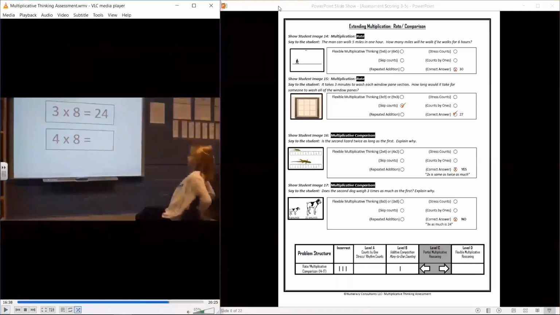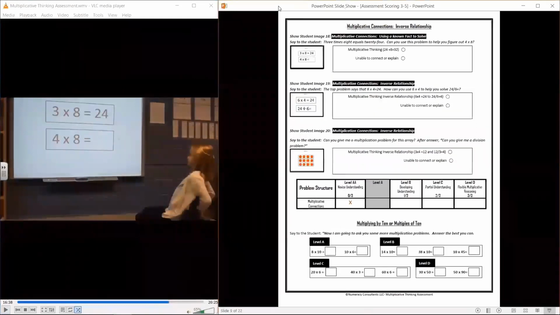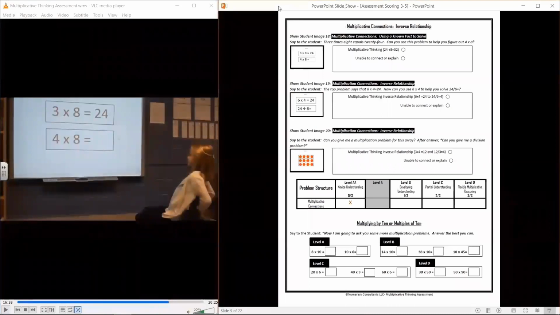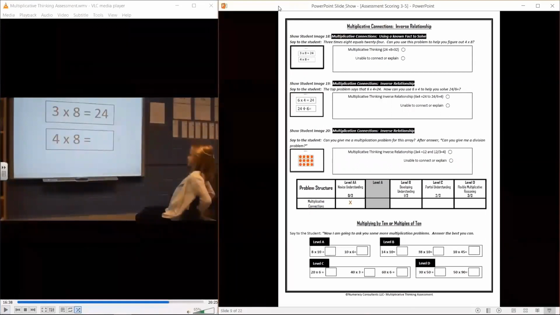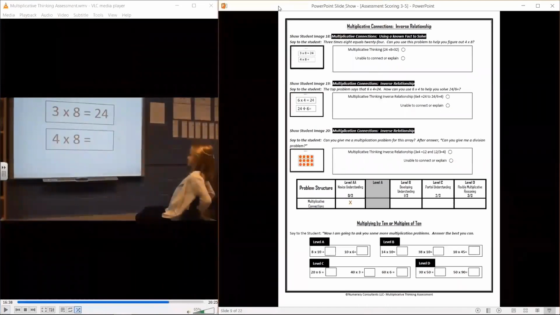Okay, we're now going on to the multiplicative connections part. Again, this part is subjective to the extent that they have to explain to you that they understand what you're looking for. So for this first one, for 3 times 8 equals 24, what you want them to say for 4 times 8 is, well, I just knew that I had one more group of 8, so I would add to it, okay? You're looking for something to explain that they just had to add to what was there.